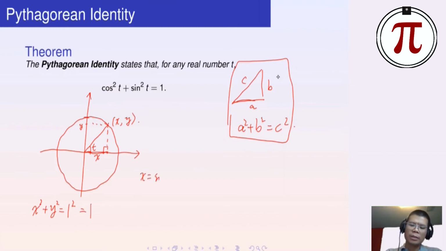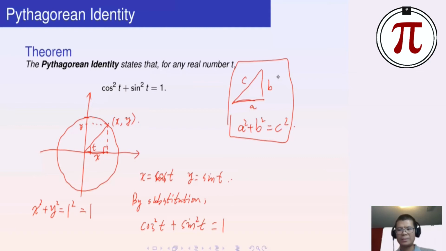Now, because X equals cosine T and Y equals sine of T, by substitution, we have what? X squared plus Y squared is cosine squared plus sine squared, and this equals 1. Does that make sense? All right, so that's how we got this equation. This is a Pythagorean identity. So cosine squared plus sine squared equals 1.